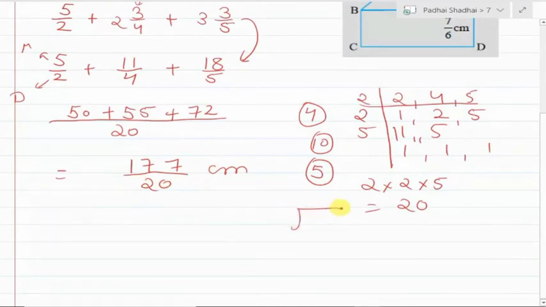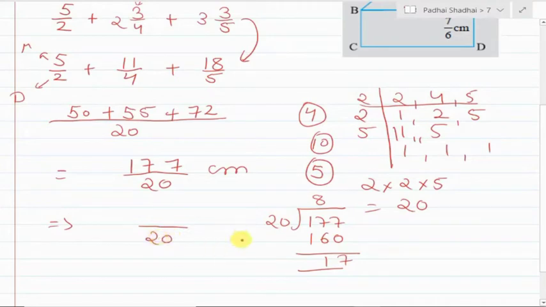We will convert this into a mixed fraction as it is improper. 177 divided by 20: 8 times 20 is 160, and subtracting it we get 17. Changing the places, 20 will come in the denominator, 8 will be the whole number, and 17 will go in the numerator. So the final answer will be 8 integer 17 by 20 centimeters, the perimeter of the triangle.